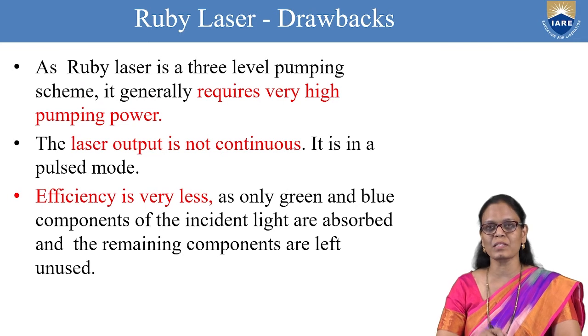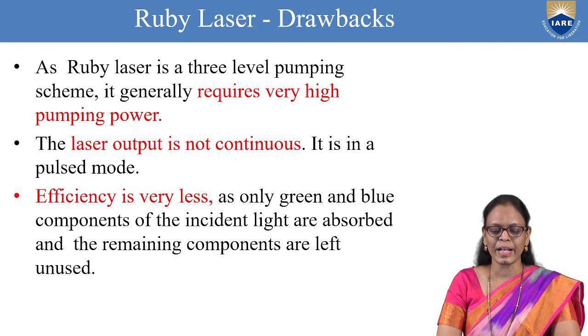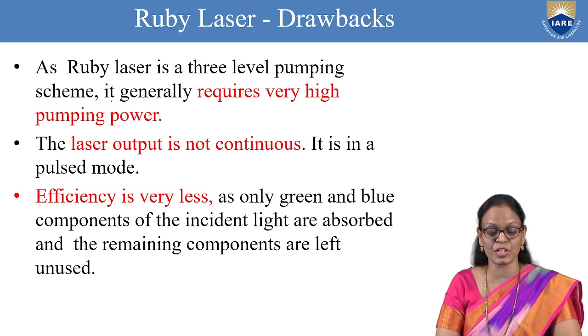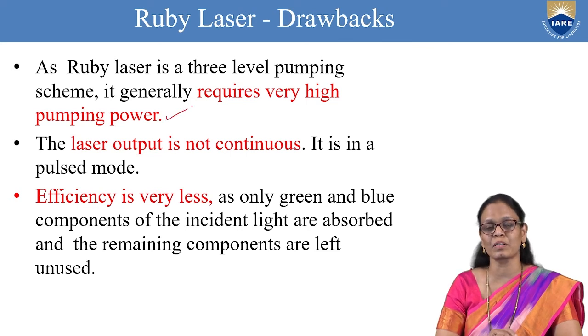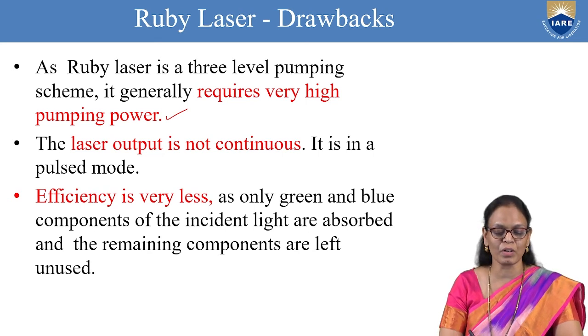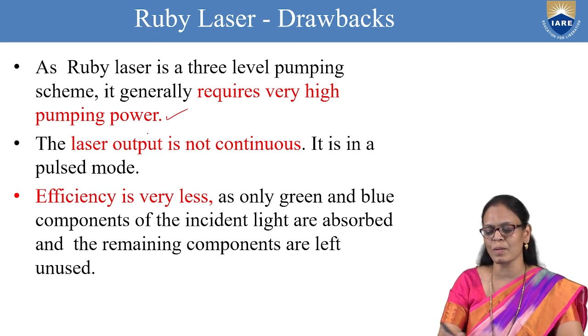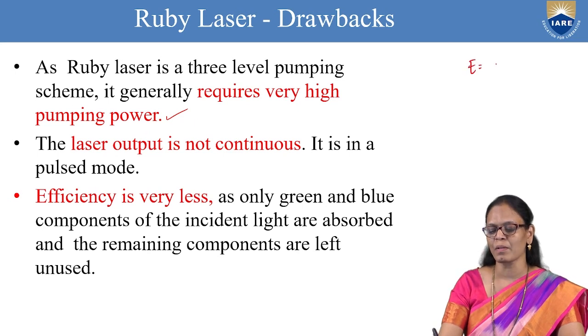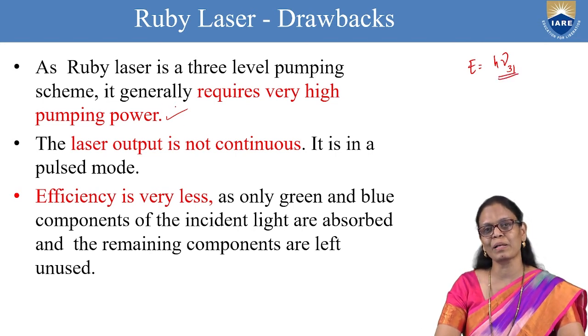Then what are the drawbacks of this ruby laser? It is a 3-level pumping scheme which requires very high pumping power. When you have to pump them from the ground state to a higher level, you need a very high pumping power, because the energy we supply has to be the difference between levels 3 and 1. That much energy we need to supply, so we need a high pumping power.